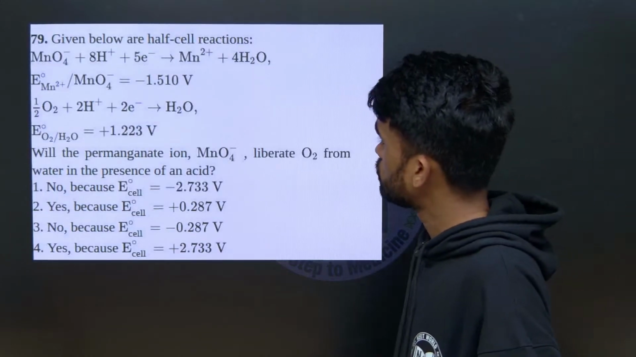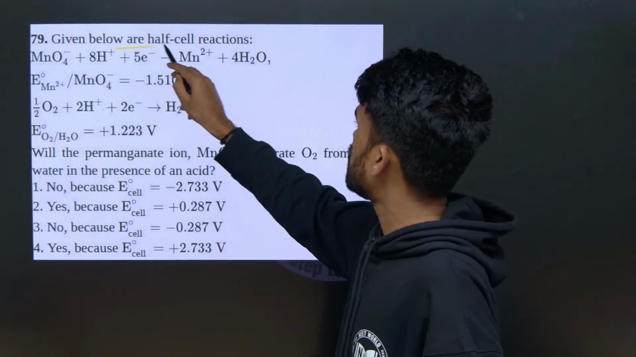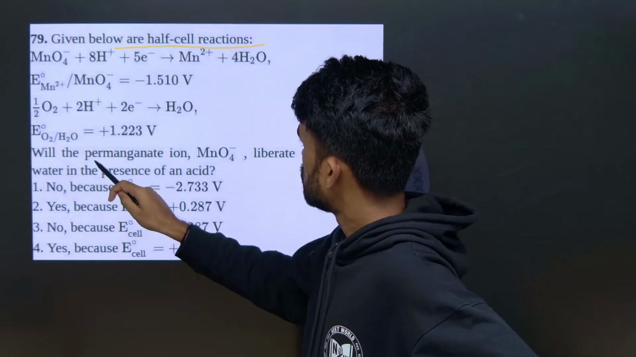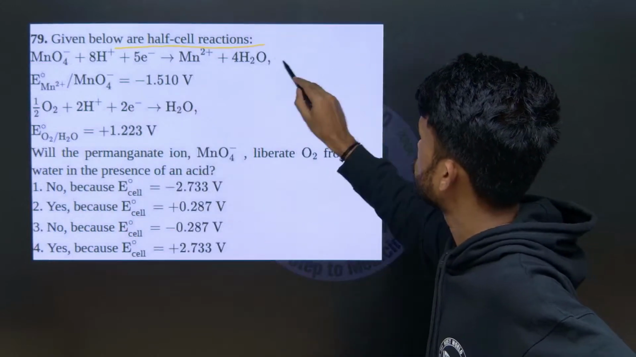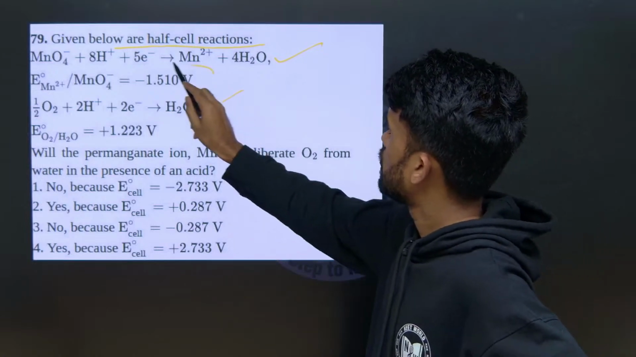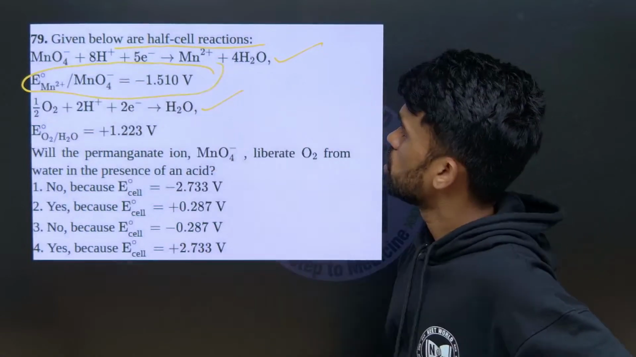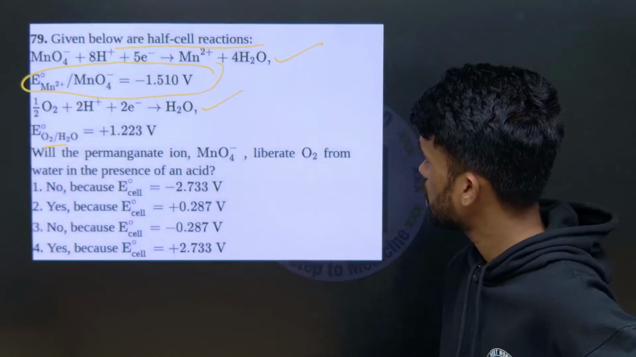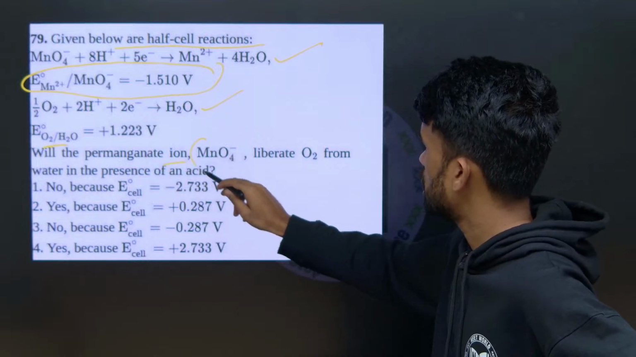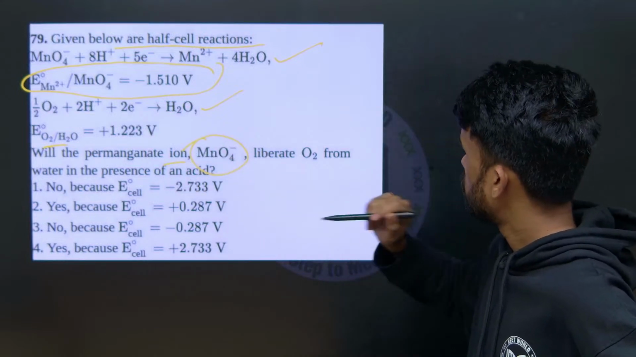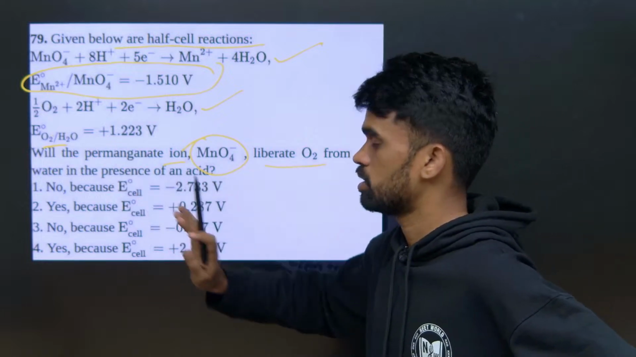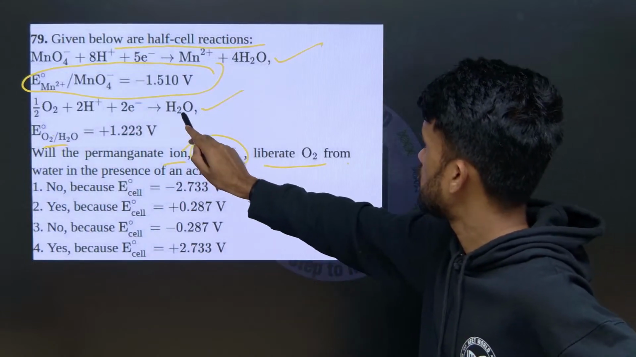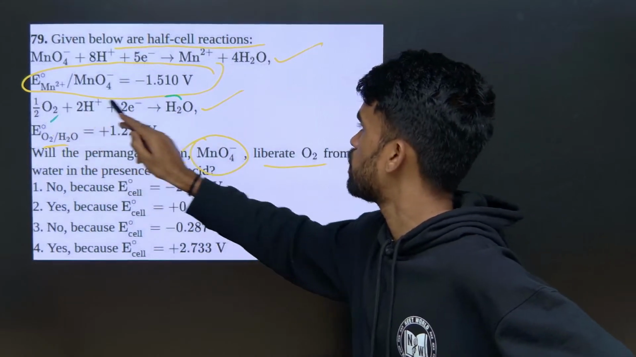Okay, so now, given below are 2 half cell reactions. So these are the 2 half cell reactions given. This is one reaction, this is another reaction with their standard potentials. Okay, this is the oxidation potential, this is the reduction potential given. Will the permanganate ion, that is MnO4 minus, liberate O2 from water or not? They are asking this question. So when these reactions happen, whether this O2 is released from this water or not.